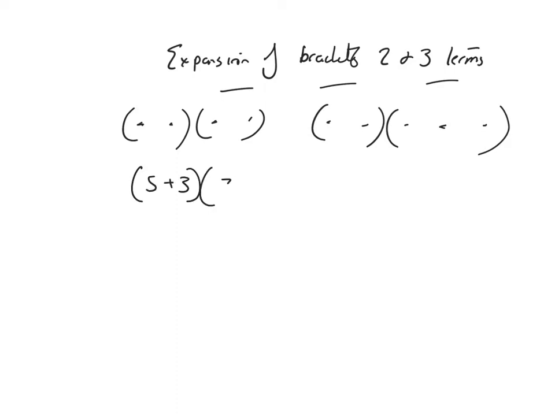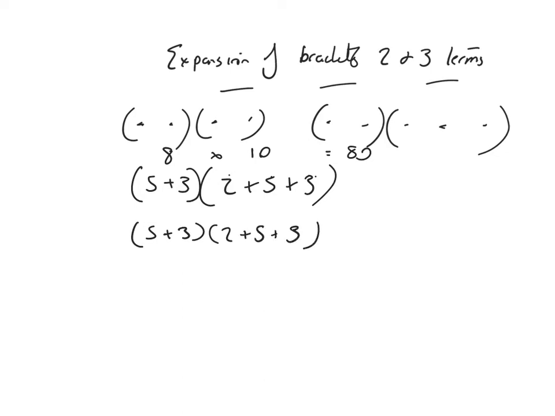Okay, so let's say we had a bracket with 5 plus 3 in it and a bracket with 2 plus 5 plus 3 in it. Okay, so 5 plus 3 is 8 and 2 plus 5 plus 3 is 10. 8 times 10 is 80. I'm going to show you that there's an alternative way to get the same result.